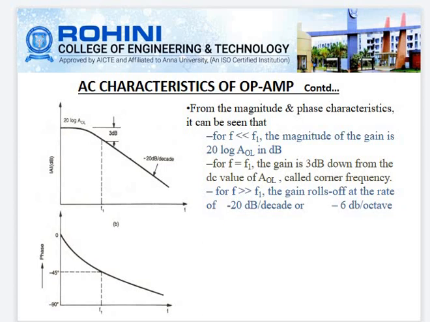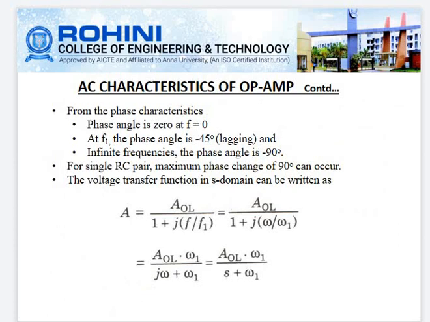The second graph represents the phase characteristics. The y-axis represents the phase angle and the x-axis represents the frequency. At F equal to 0, the phase angle is 0. At F equal to F1, the phase angle is minus 45 degrees. The phase angle lags with increasing frequency, and at infinite frequency the phase angle is minus 90 degrees. For a single RC pair, the maximum phase change of 90 degrees can occur.